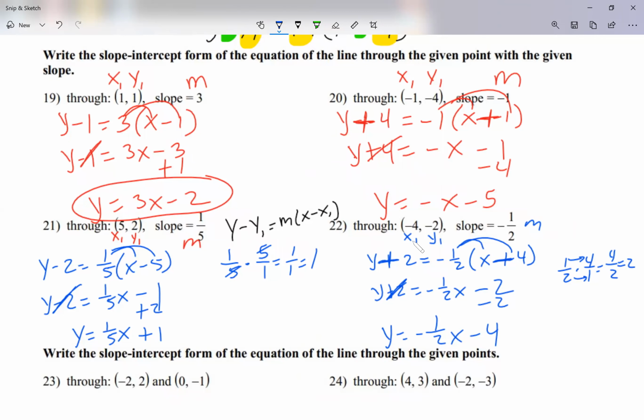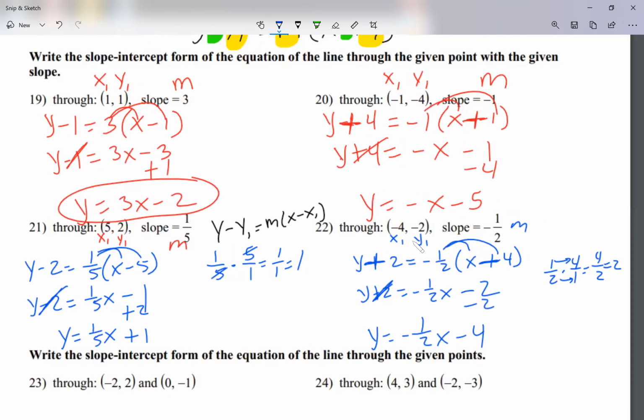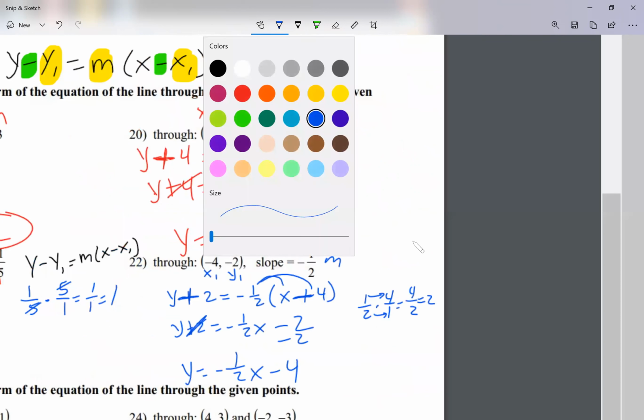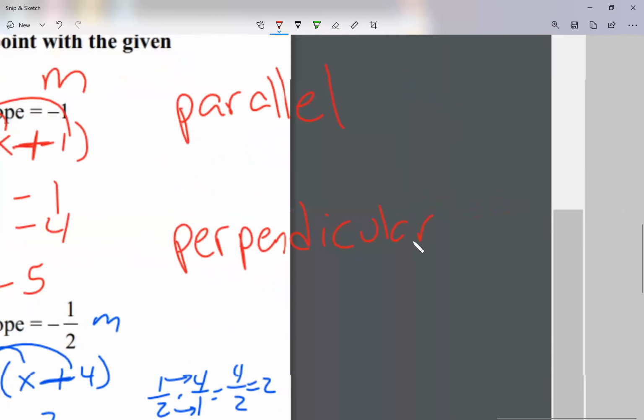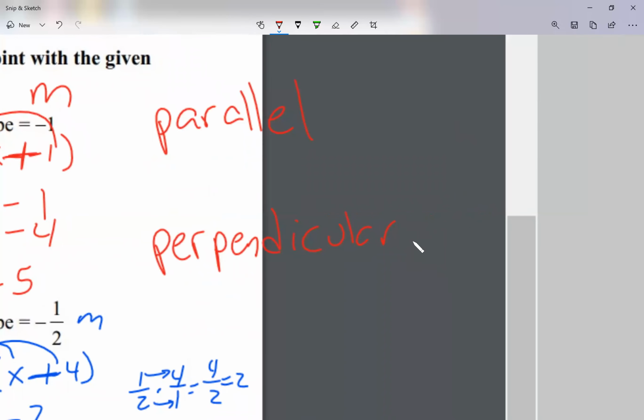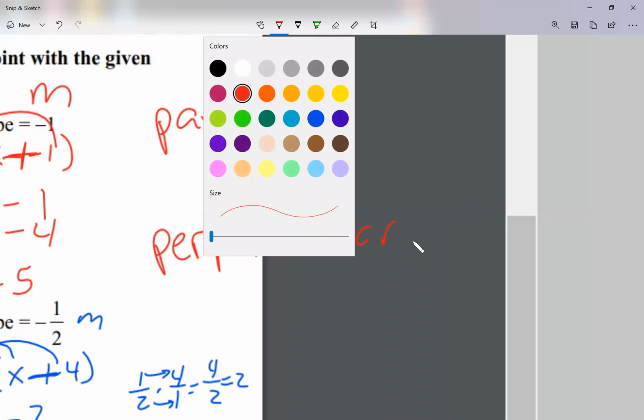In some of your equations, I'm going to give you guys the point, but the way I'm going to give you guys the slope is by giving you guys another equation. And I'm going to use the words, so let me emphasize here at the side, I'm going to use the words parallel and perpendicular. Okay. When I use the word parallel, I want you to use the same slope.